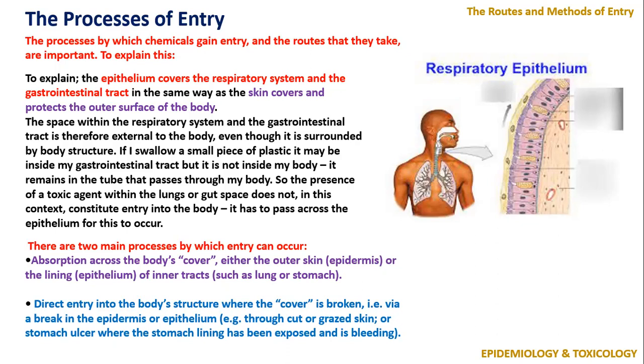To explain this, the epithelium covers the respiratory and the gastrointestinal tract in the same way as the skin covers and protects the outer surface of the body. So the space within the respiratory and the gastrointestinal tract is therefore external to the body, even though it is surrounded by the body structure. If I swallow a small piece of plastic, it may be inside my gastrointestinal tract, but it is not inside my body. It remains in the tube that passes through my body.